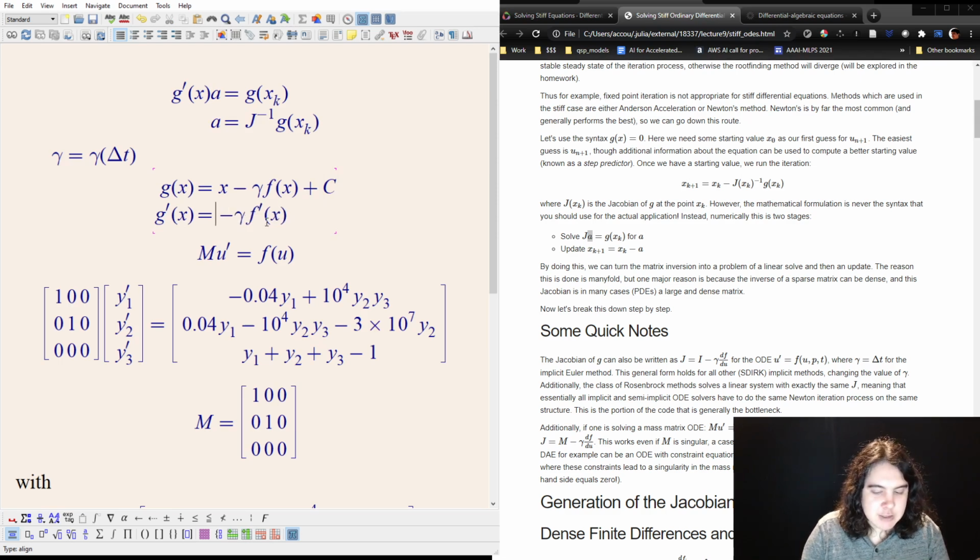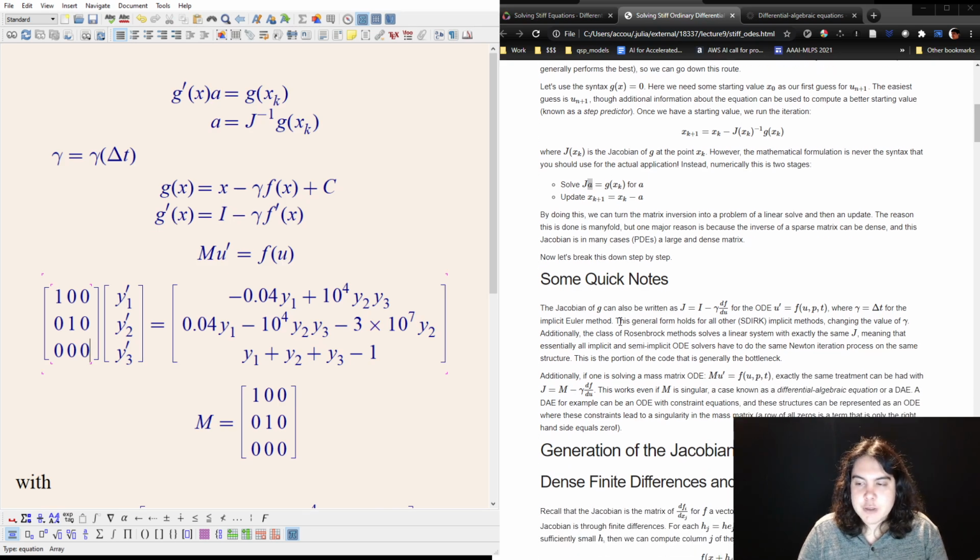Why does this make sense? Why does changing I to M make sense? Well, think about it. If this was an ordinary differential equation, we'd have y1 prime equals, y2 prime equals, y3 prime equals, which would be that. So you always have a mass matrix. It's just usually the identity matrix. And so this I is the mass matrix of a standard ODE, which is just the identity matrix.